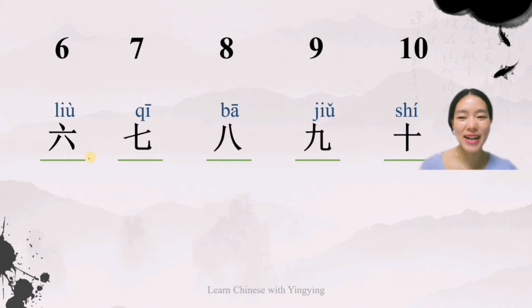So let's see, this one is 六, 七, 八, 九, 十. How many do you get right?